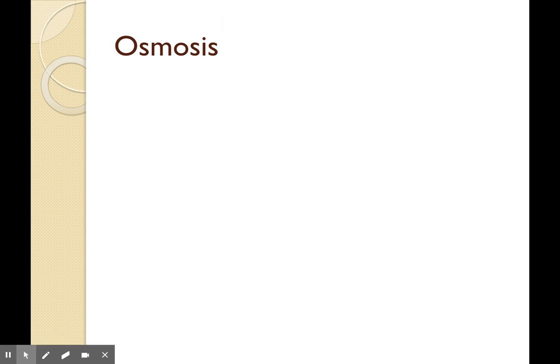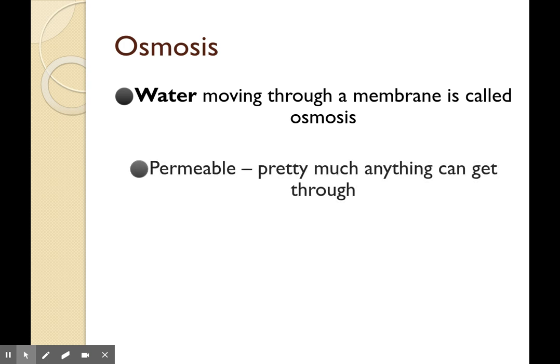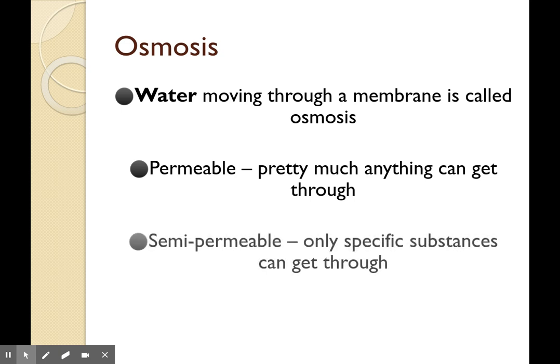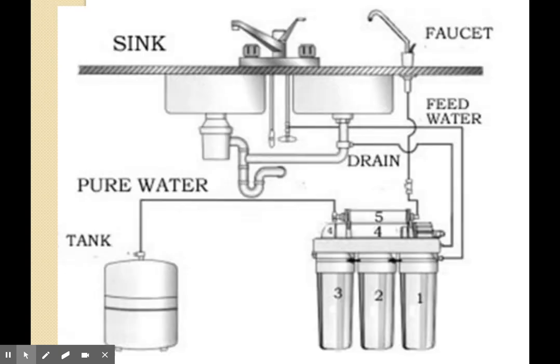The second kind of passive transport is called osmosis, and this is when a very specific substance, water, is moving through a membrane. So when water moves through a membrane, we call that osmosis. Now, some membranes are permeable, and that means that pretty much anything can get through. Some membranes are semi-permeable, and only specific substances can get through. And kind of like when we saw before, when we had a membrane and the little blue particles could get through, but the green ones could not, that was a semi-permeable membrane. A non-permeable membrane is when basically nothing gets through.